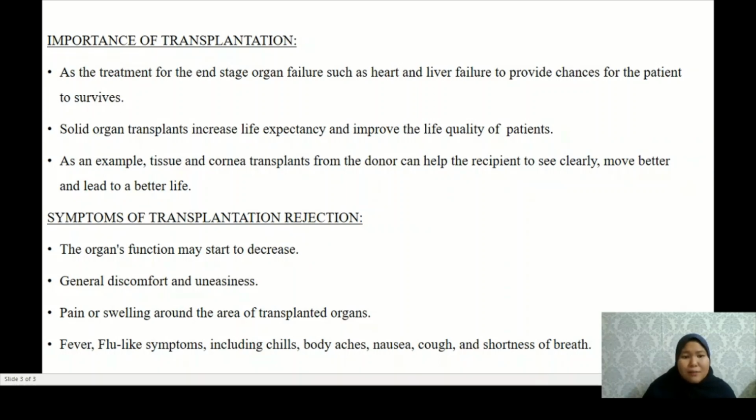Now, what are the symptoms of transplantation rejection? First, the organ's function may start to decrease and fail to function. Second, the recipient will experience discomfort and uneasiness at the area of the transplanted organ. Third, pain or swelling might also occur around the area of the transplanted organ. And lastly, they will also experience fever and flu-like symptoms including chills, body aches, nausea, cough, and shortness of breath.